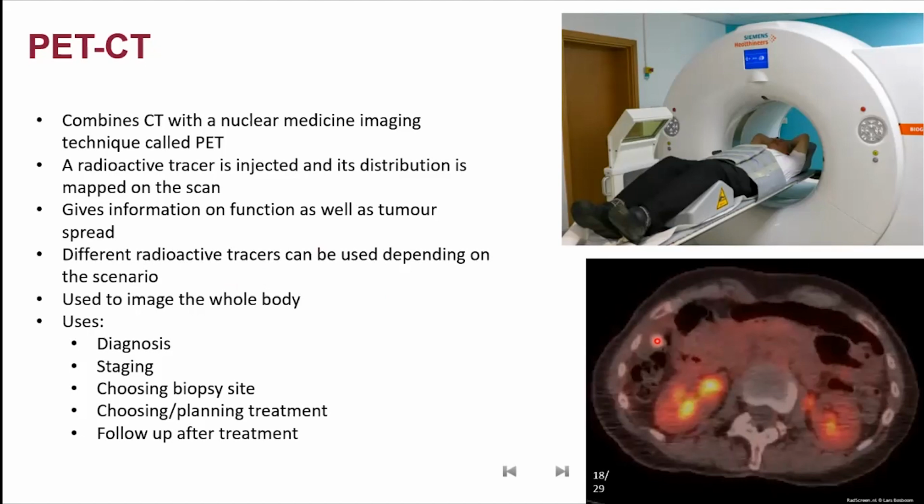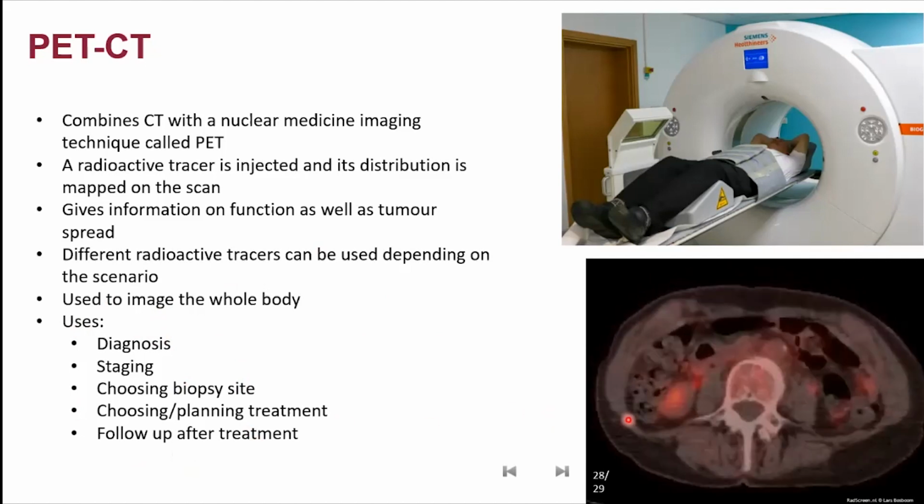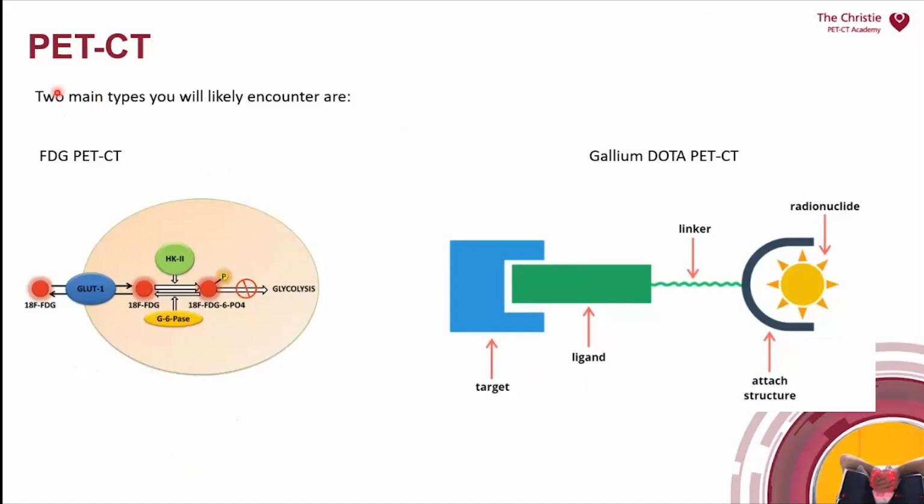So you might have different types of PET scan. The uses are very broad ranging, again, similar to CT. And we'll touch on that again in a second. The two main types of PET-CT that you'll come across in neuroendocrine tumors, don't worry about these diagrams, they're just there for a bit of color really, but one of them is FDG PET-CT and the other is gallium DOTA PET-CT. FDG PET-CT looks at sugar in the body.